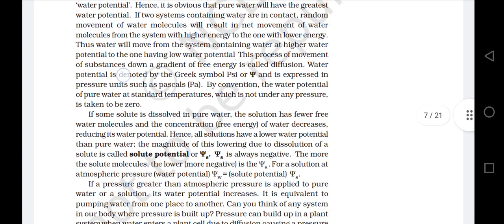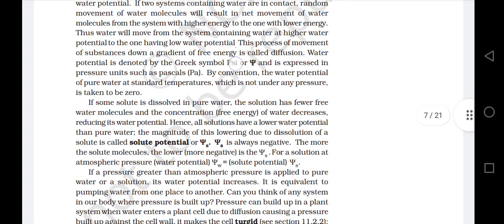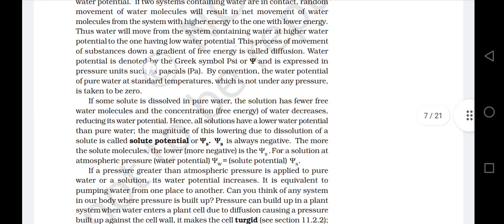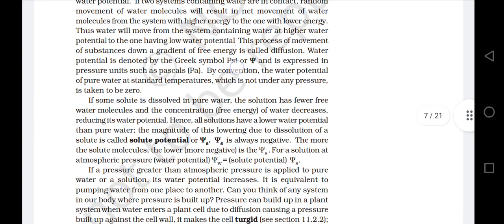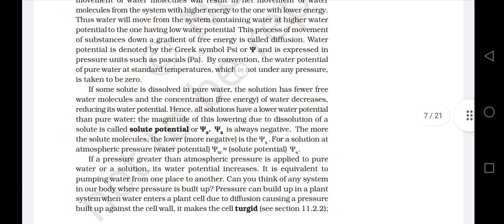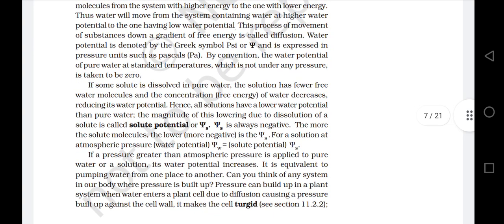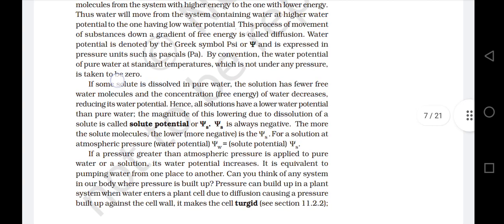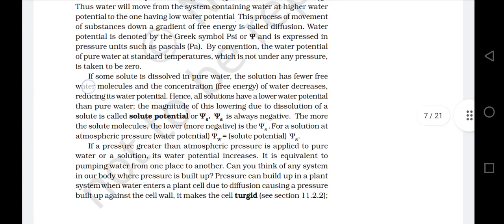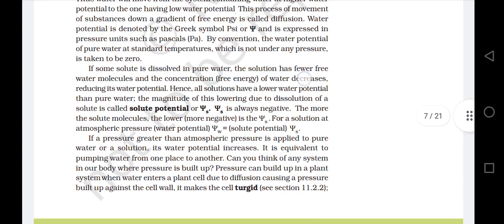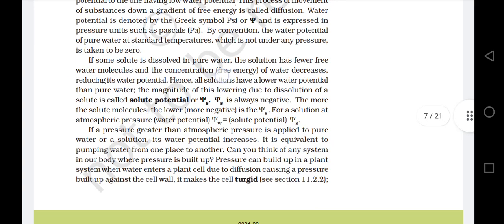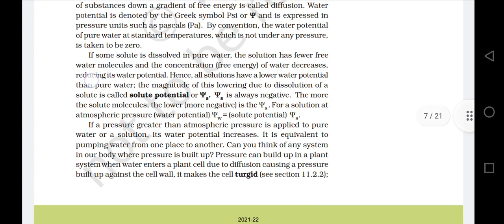Water potential is denoted by the Greek symbol psi and is expressed in pressure units such as pascals. By convention, the water potential of pure water at standard temperature, which is not under any pressure, is taken to be zero. If some solute is dissolved in pure water, the solution has fewer free water molecules and the free energy of water decreases, reducing its water potential. Hence, all solutions have a lower water potential than pure water.